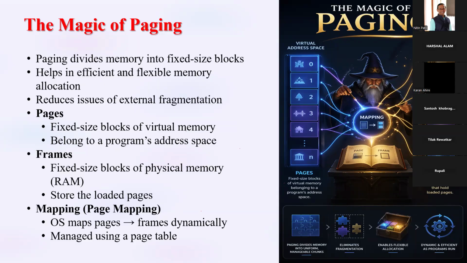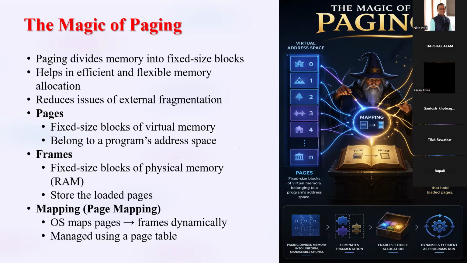Third is mapping. Now comes the real magic. The operating system creates the mapping between pages and frames. A page from the program is placed into a frame in RAM. But here's the key. This mapping is dynamic. It keeps changing as the program runs. At any moment, some pages are in RAM, some pages are still on the disk, some pages may be brought in soon. And the OS continuously decides which page goes where, when to load a page, when to replace a page.